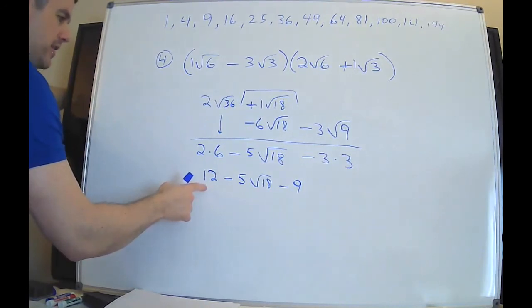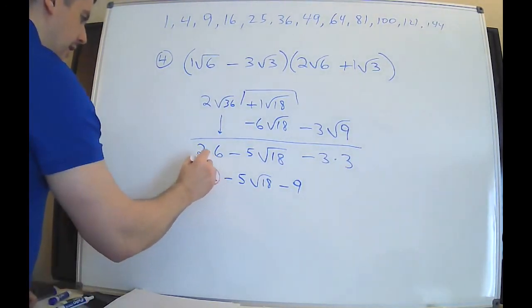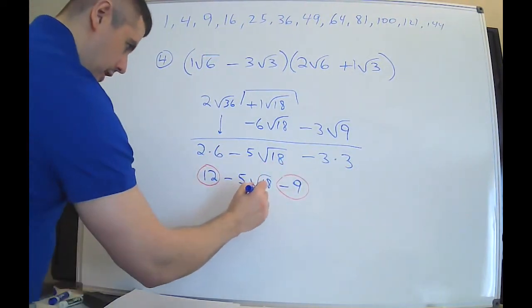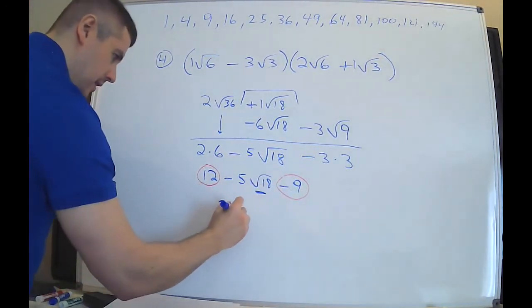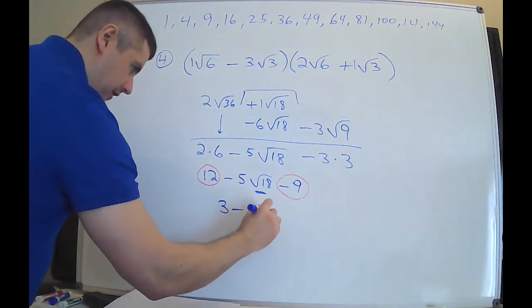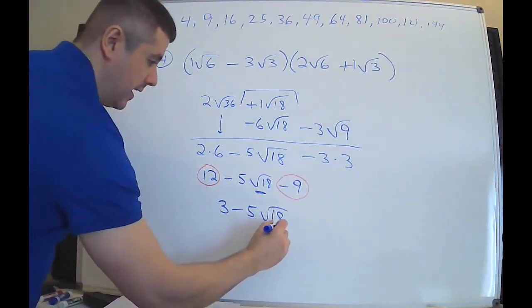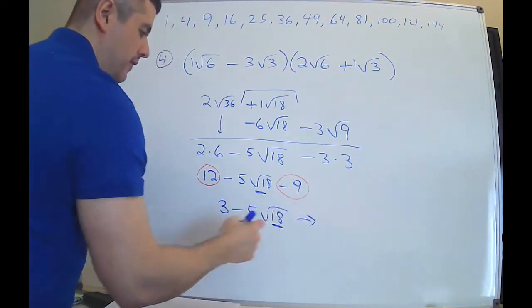So now, what can I put together? I can put together the number parts. There's a number. There's a number. This dude got a radical, got to leave him alone. Now, 12 minus 9 is 3. I would love to say you're done, because you are done, except that 18 breaks down. Oh, man, really? I have to keep going? Yes, you have to keep going.